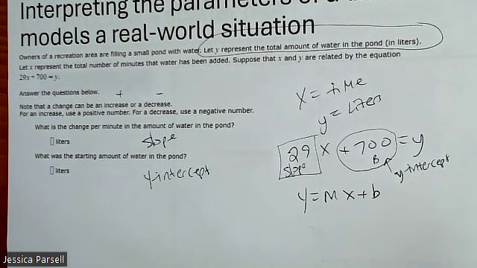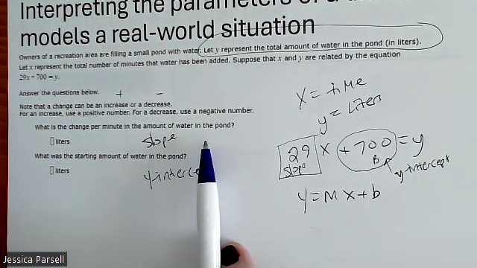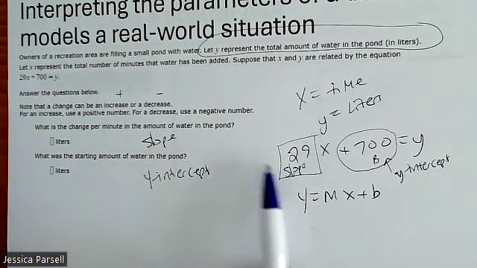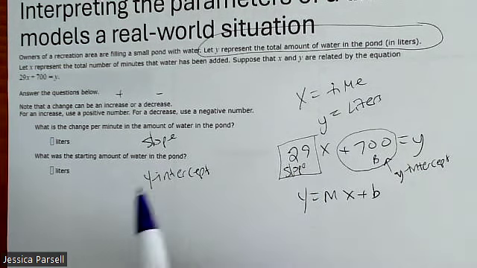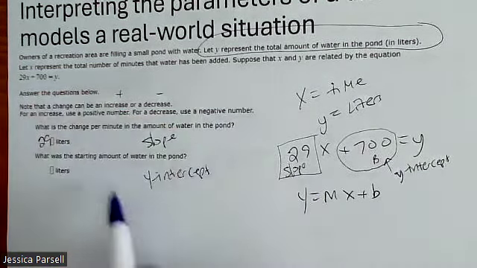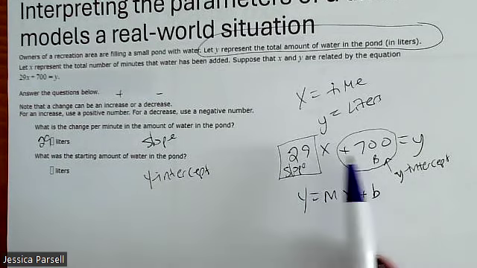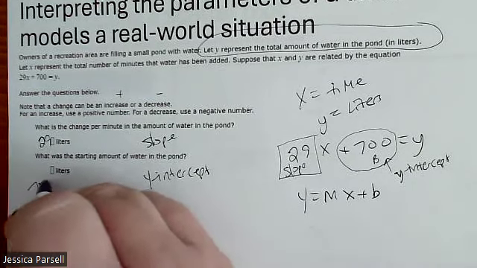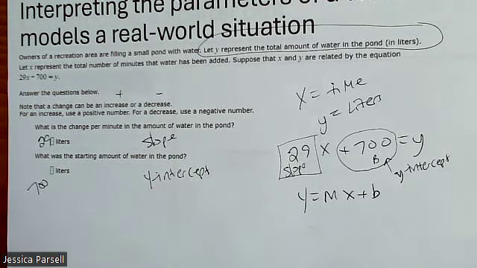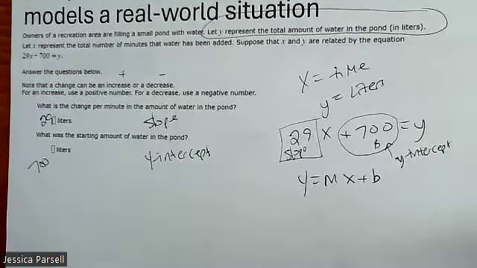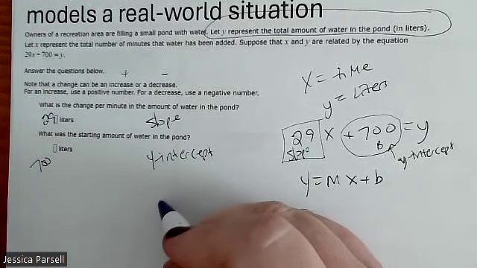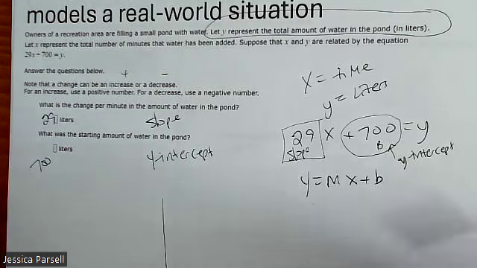Okay, so what is the change per minute in the amount of water in the pond? Well, we know it's changing at 29 liters per minute. The change is your slope. What's the starting amount of water in the pond? Well, that's 700. So if you were to graph this out, right, they're filling a pond with water.